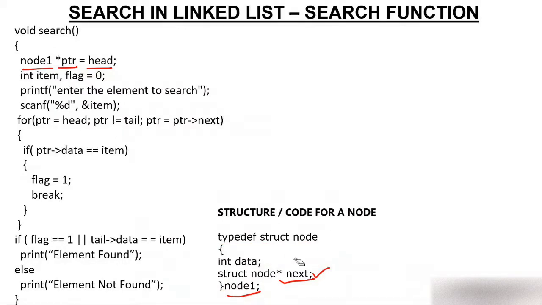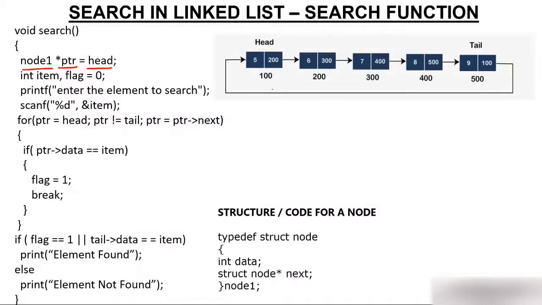Okay, so now you have a linked list. You have created a pointer and initialized it with head. Head is also a pointer, having 100, so ptr will have 100. Ptr is at 100. I have created a variable item because I have to search for a value, and I have created a flag which is 0. My job is to ask the user what to search: enter the element to search.